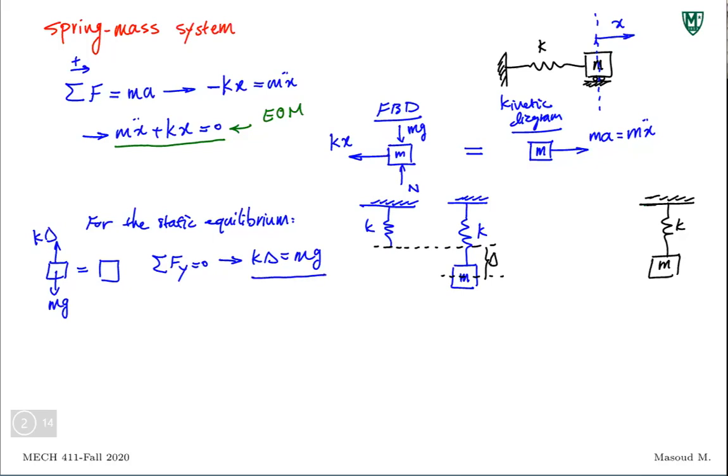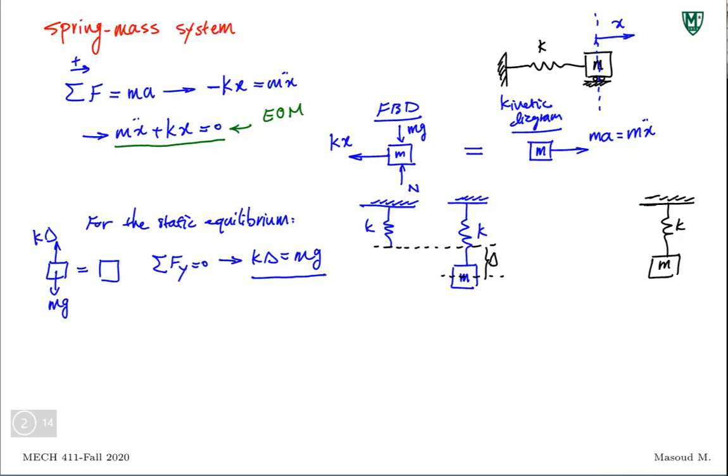Now, the next step, I will give some initial displacement or velocity to this. Some initial displacement. I'll pull it a little bit and let it go. So it starts oscillating. Pay attention to this. It oscillates around the equilibrium point, right?